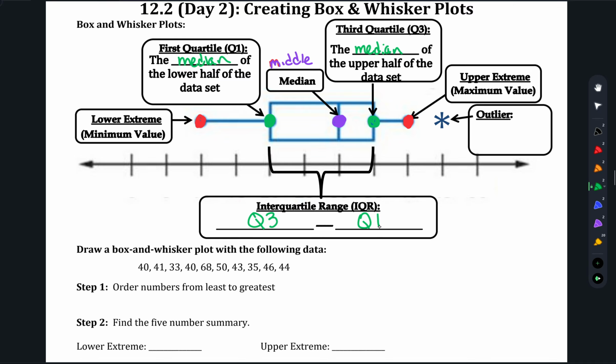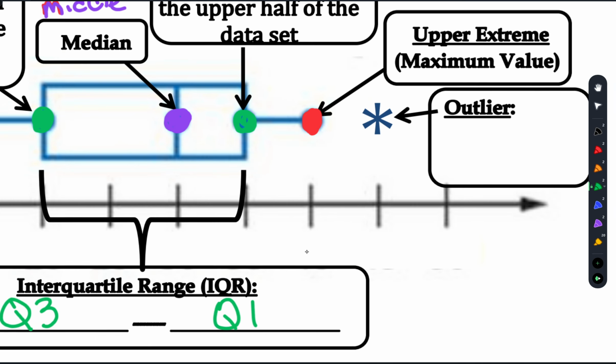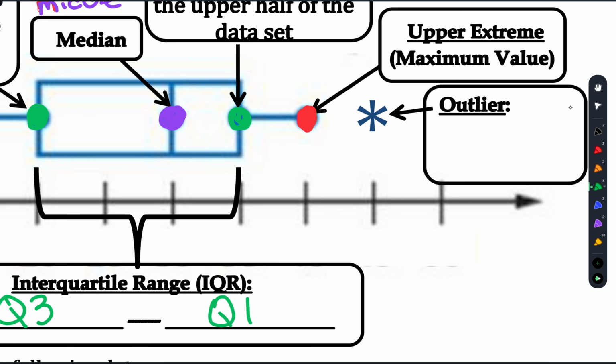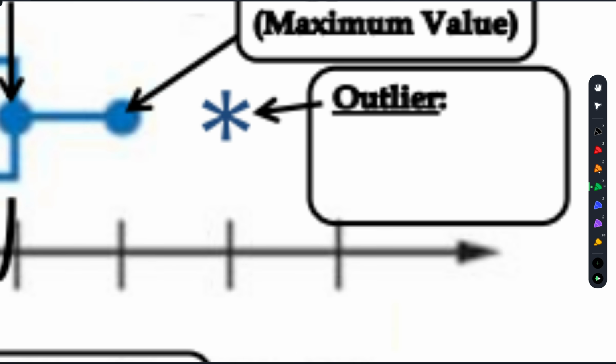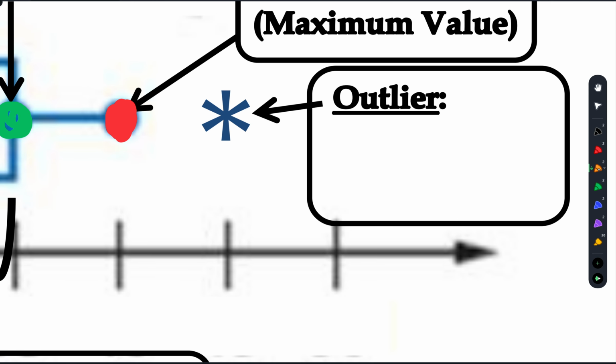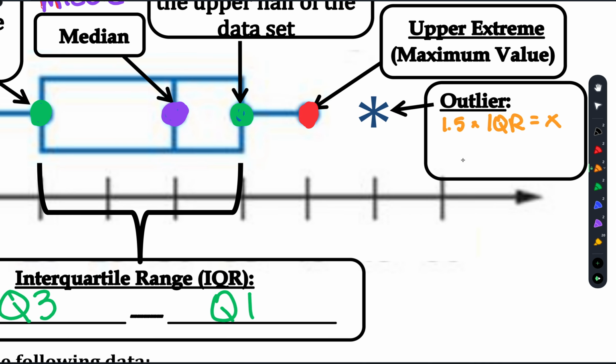And then this is something that we kind of glossed over a little bit yesterday, the outliers. We're really going to focus on those outliers a little bit more today. To find an outlier in a graph, we have a little formula. We take 1.5 times the interquartile range. That's going to give me a number. Let's call that number X. That's going to be like our magic number.